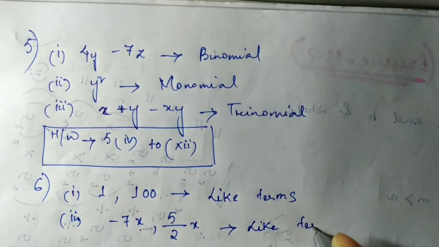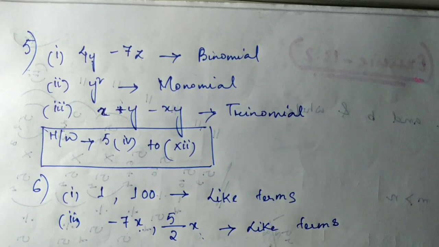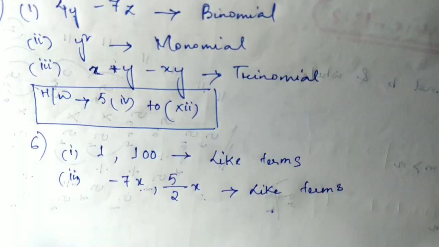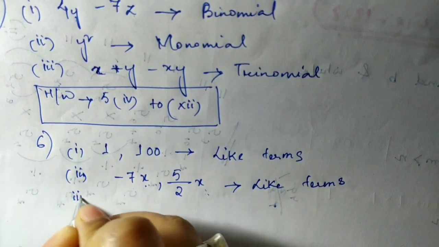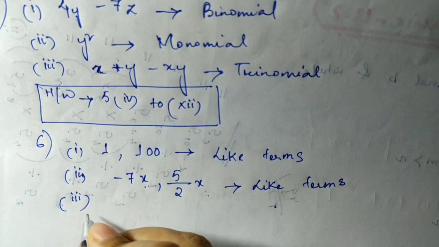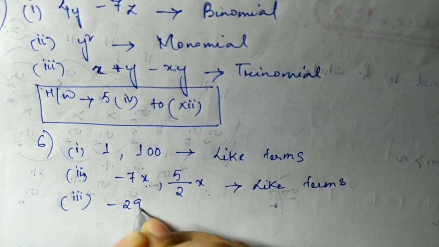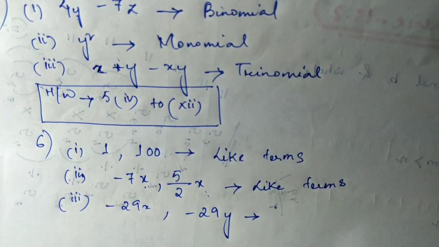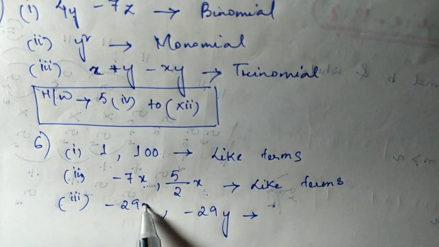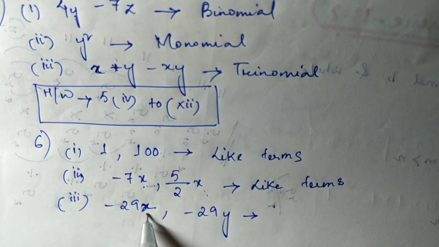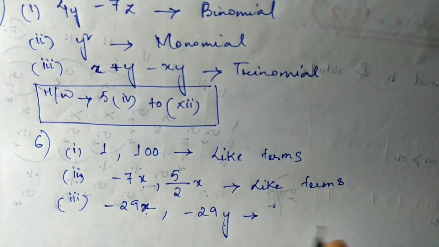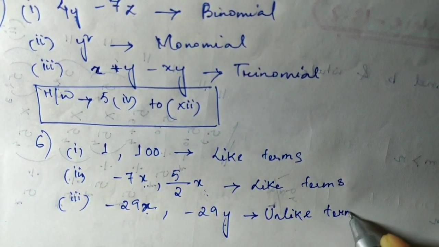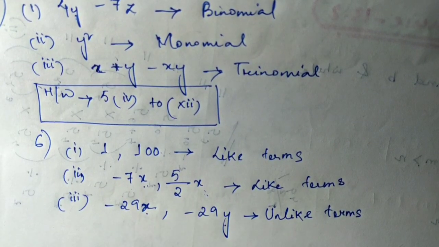Let me show you an unlike term. Question number 3, you see. It's given minus 29x and minus 29y. Now you might be thinking the numbers are the same. Don't bother about the number. Here it's all about the variable. This is x, this is y. They are different. So these are unlike terms. Don't check the constant, check the variable part. So I hope you have understood this.